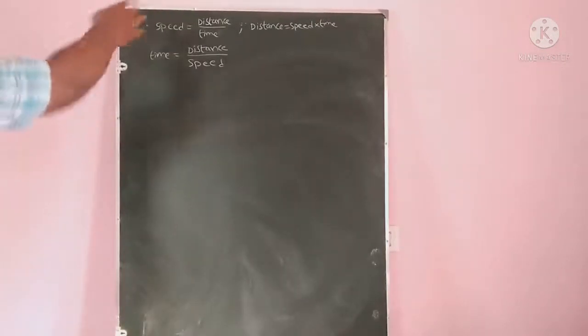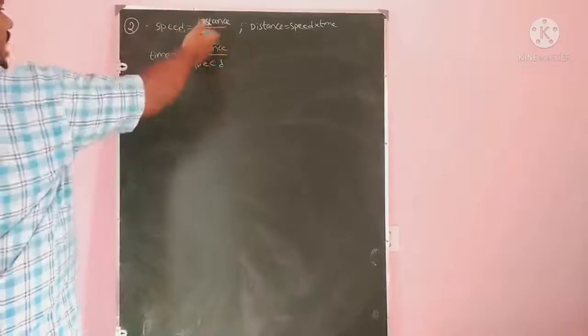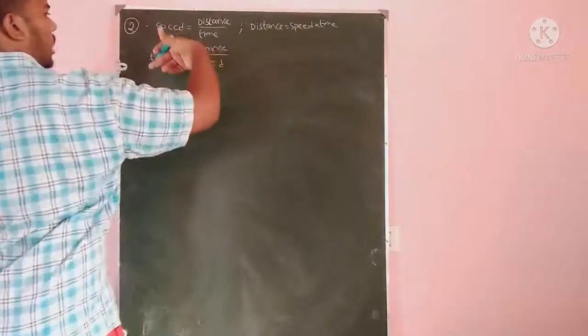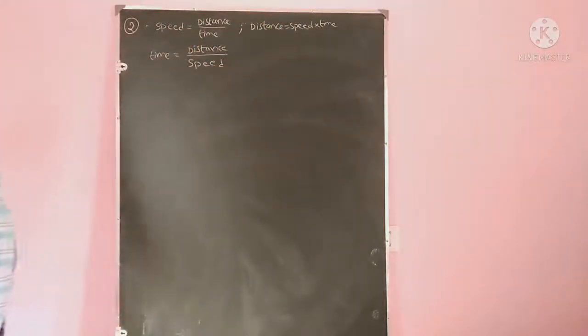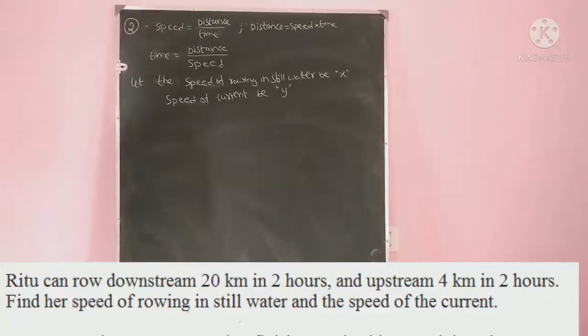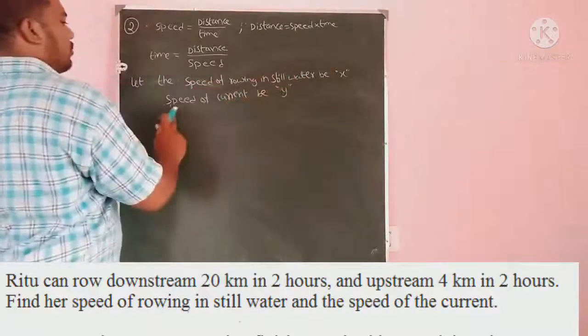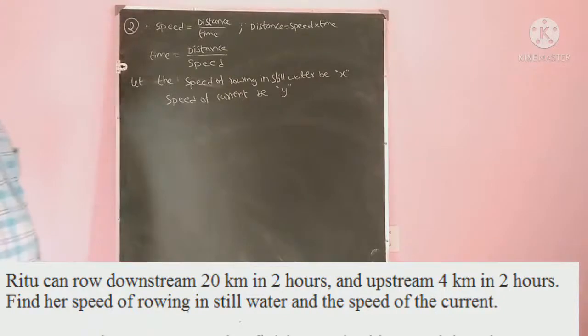These are the basic formulas we have already studied many times. Speed is equal to distance by time. By this we can write distance is equal to speed into time, and time is equal to distance by speed. These are the basic formulas you should remember. Now when it comes to the given data, let the speed of rowing in still water be x and the speed of the current be y. Assume like that.